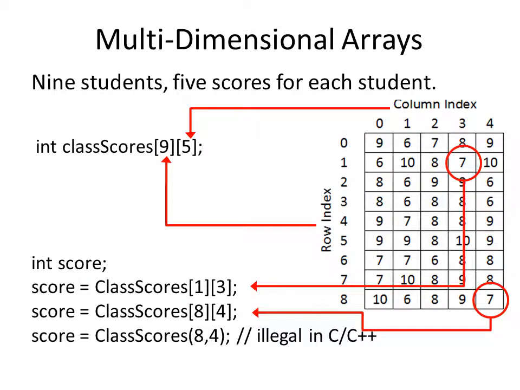For example, if I want to pull data out of the array and store it in a variable called score, I could say score equals class scores 1 sub 3. And that is going to give me a 7. Or I could even say class scores 8, 4. That's going to give me another 7, but it's a different spot. But I can't say scores open parentheses 8 comma 4 close parentheses. That is not legal in C and C++. It may be legal in other languages, but you have to look at how the array notation looks for multi-dimensional arrays in these languages.